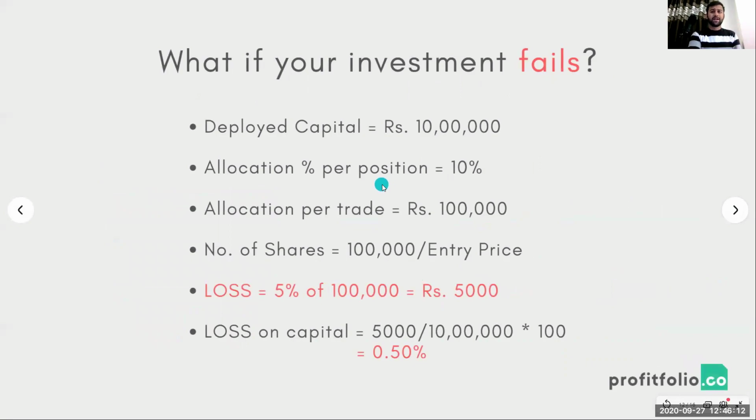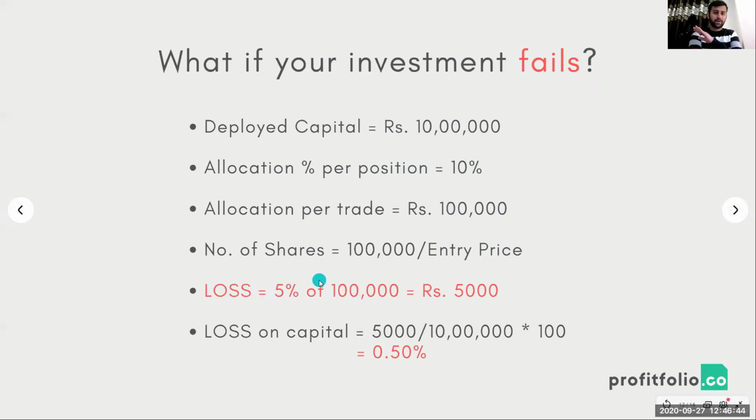The next thing is, if things are moving in our favor, that is the best possible thing, right? But if not, then what is the solution? What if your investment fails? So let's say your deployed capital is 10 lakh rupees, you allocated 10%, so per trade it is 1 lakh rupees, and you have calculated the number of shares accordingly. Now let's say you are in a loss of 5%, right? So our stop loss will be 5%, every time. So 5% from the entry price on the closing basis.